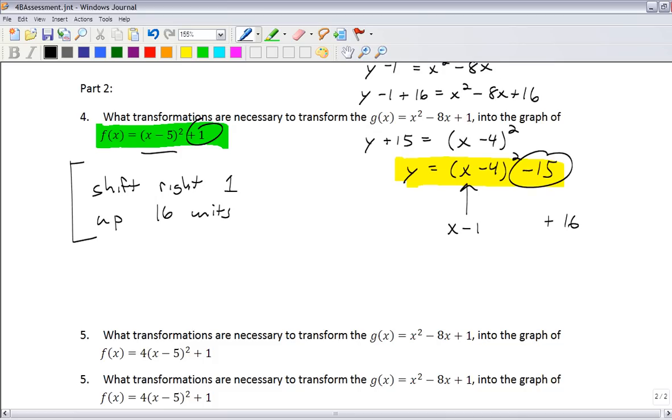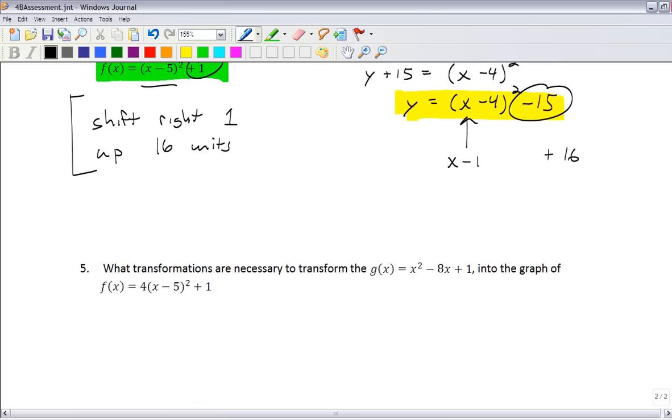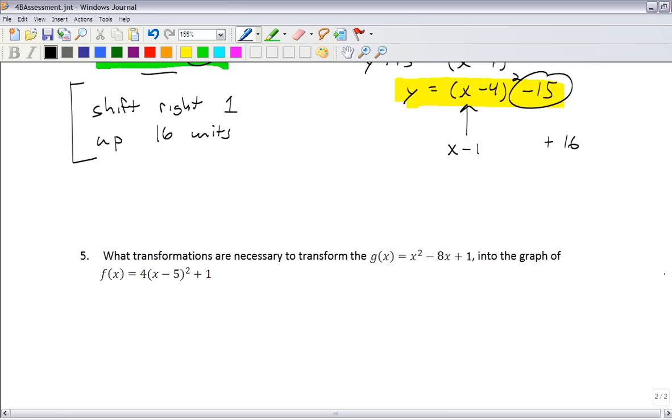5 is similar but different. And I made it a little harder, and I wanted to see how this turned out. So we've already said this is equivalent to x minus 4 squared minus 15. So what do you do to g of x to make it f of x? Okay, well, if I multiply g of x by 4, that would give me minus 60, right? So I like the fact that the 4 is there, and I'm going to say my first step is multiply by 4.